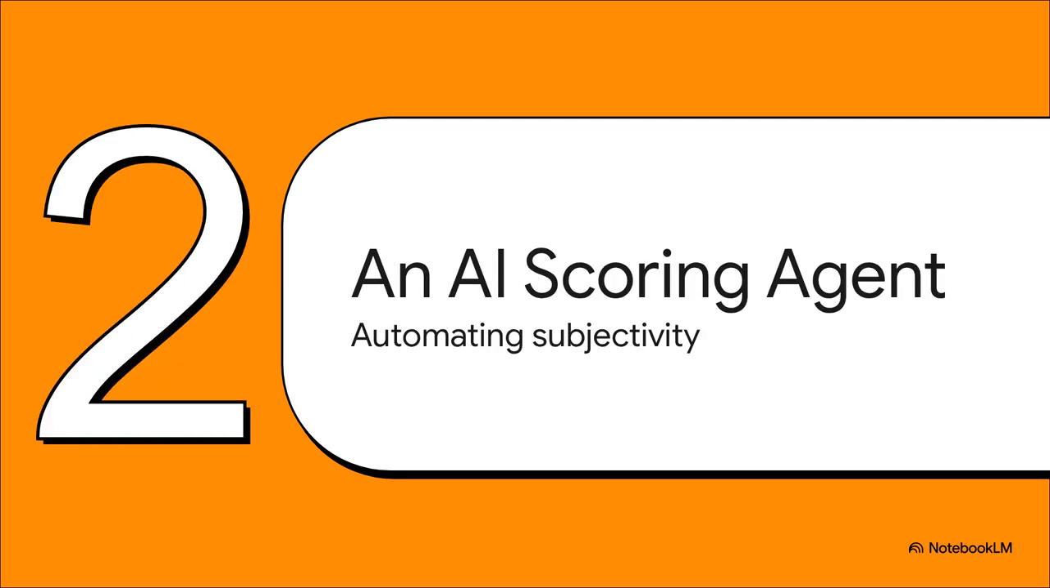And this is where our hero enters the picture, the AI scoring agent. Now, this isn't some giant, complicated system. It's actually a pretty simple script that uses a powerful multimodal AI model, in this case, Gemini Pro Vision, to finally bring some automation and, more importantly, consistency to that chaos.